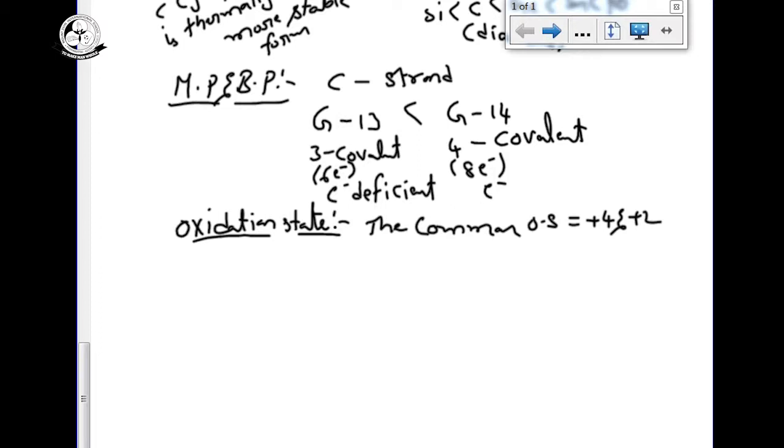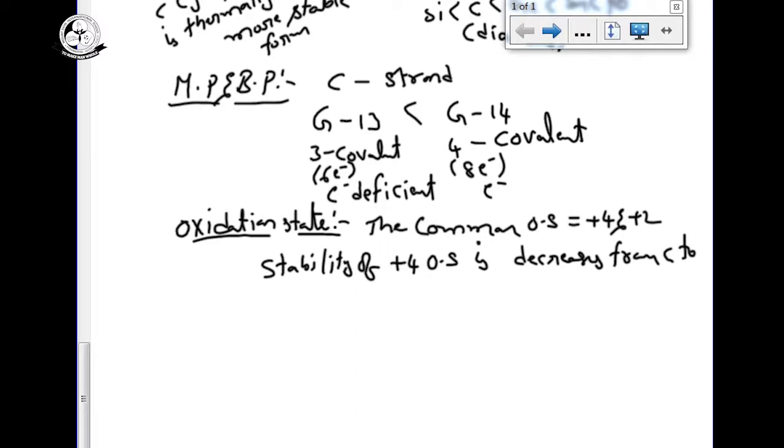The most important thing we have to memorize is that the stability of the +4 oxidation state decreases from carbon to lead. Generally in our mind, we feel that when compared with carbon, lead can easily form the +4 oxidation state. Why?